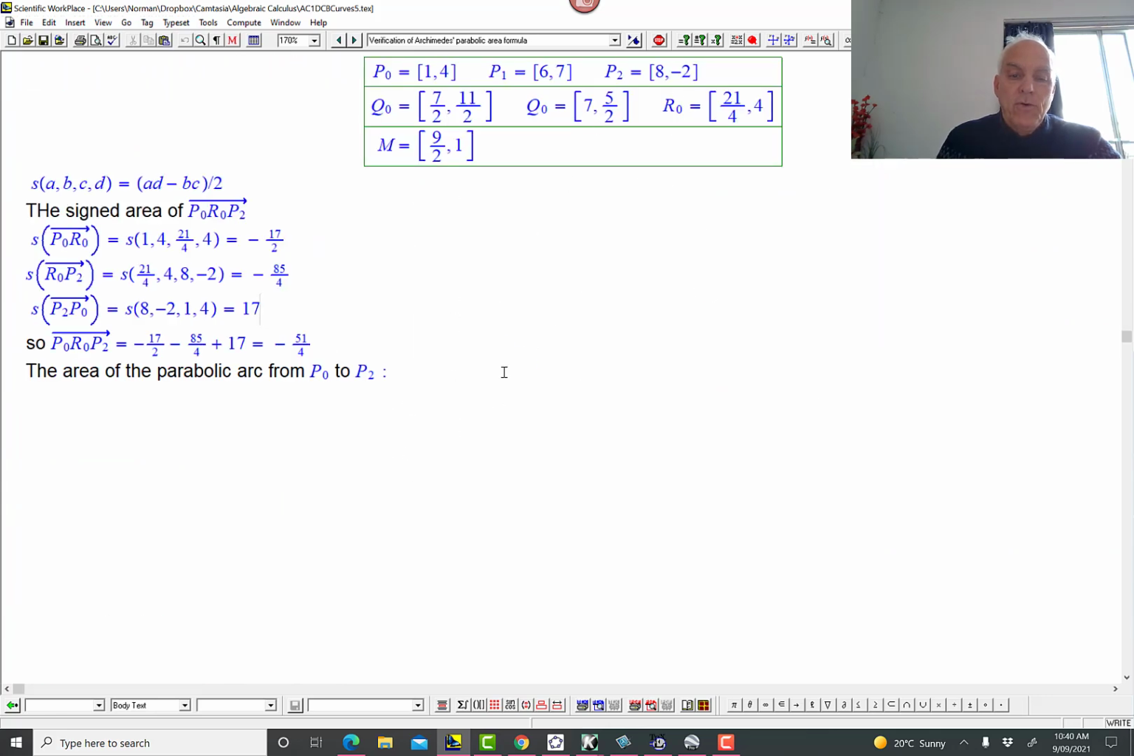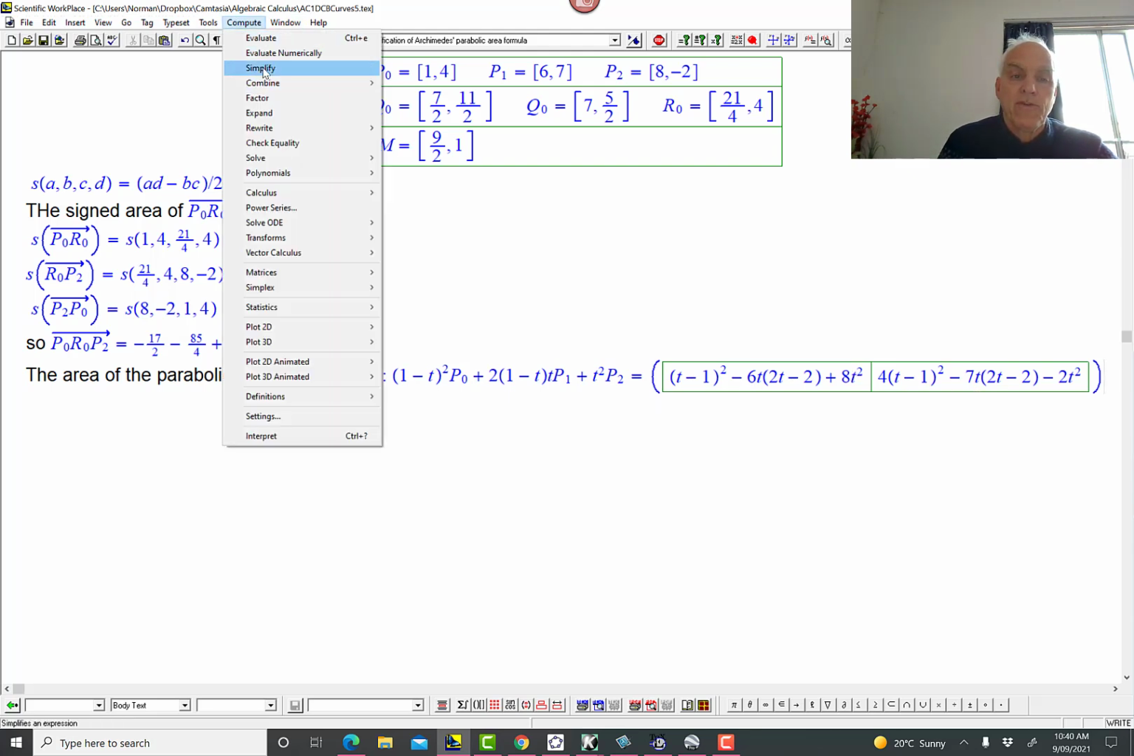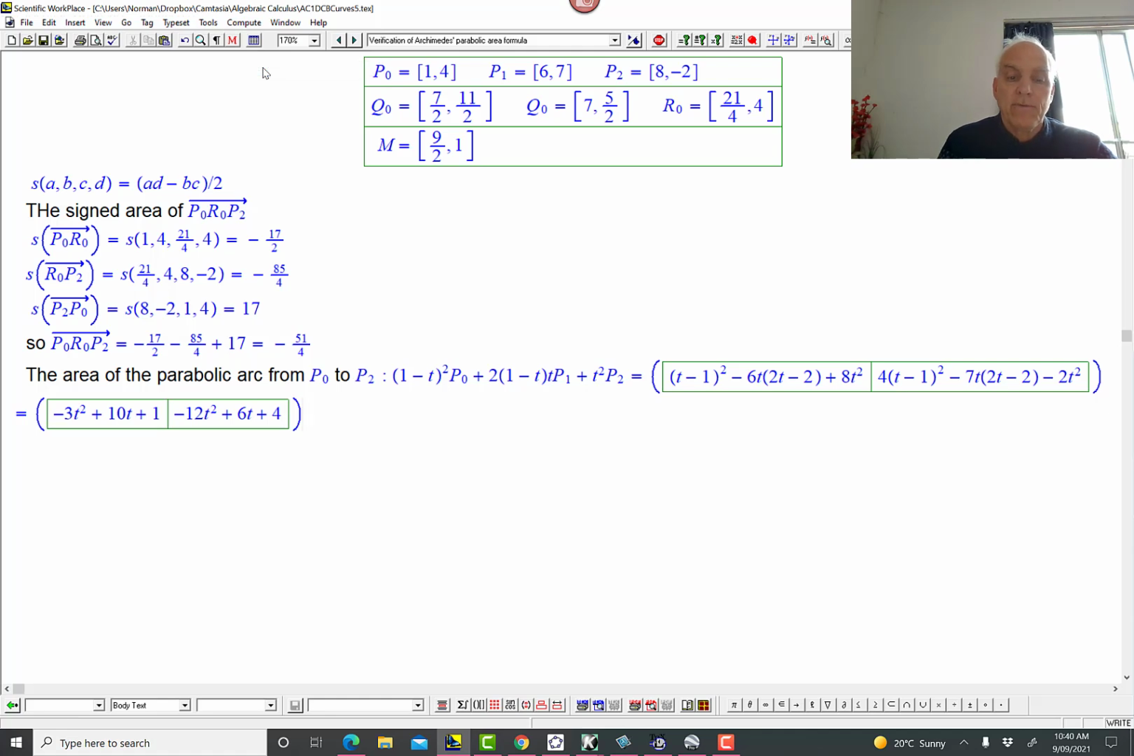Okay, so there's the thing, and let's define P0. There's P0, we'll define that. There's P1, we'll define that. And P2, there's the third control point. Okay, now let's evaluate this thing here. We're getting a polynomial in the x and y coordinates. Let's simplify that. There it is right there.